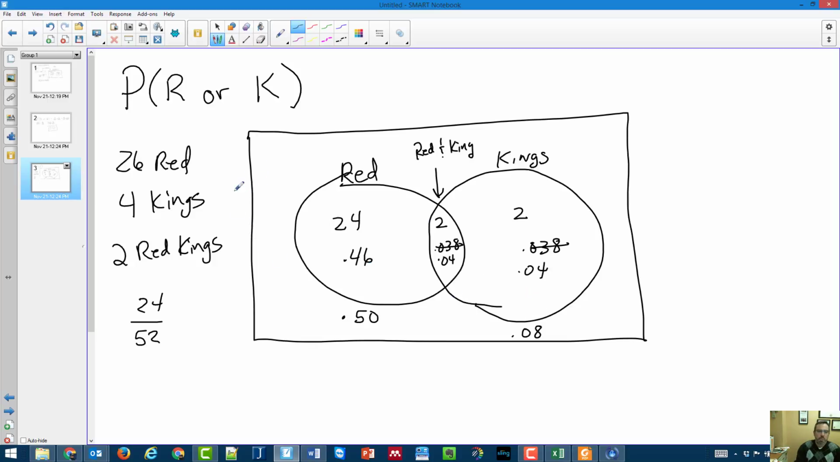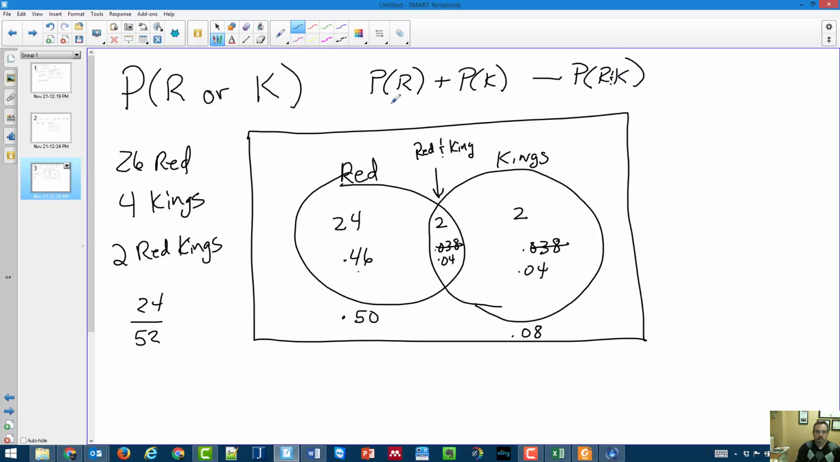All right. When I want to find the probability that you have a red or a king, I am going to basically look at this and say, well, red or a king means I have all my red cards plus all my kings, but I'm only going to count the kings that are red once. So really I have this. Probability of red plus probability of king minus the probability of a red king. All right, red and king.